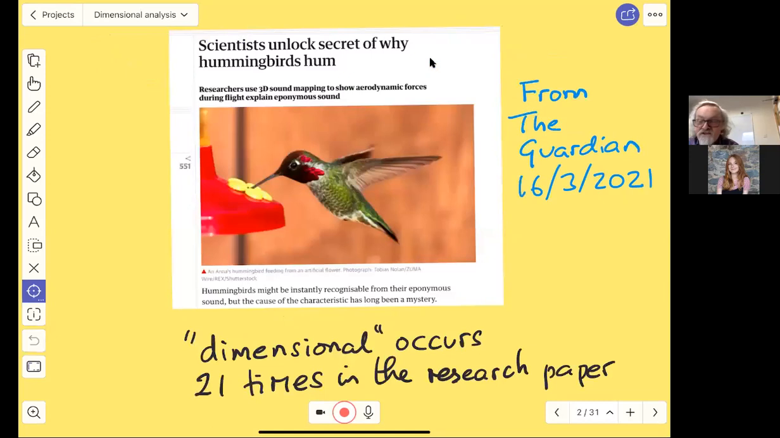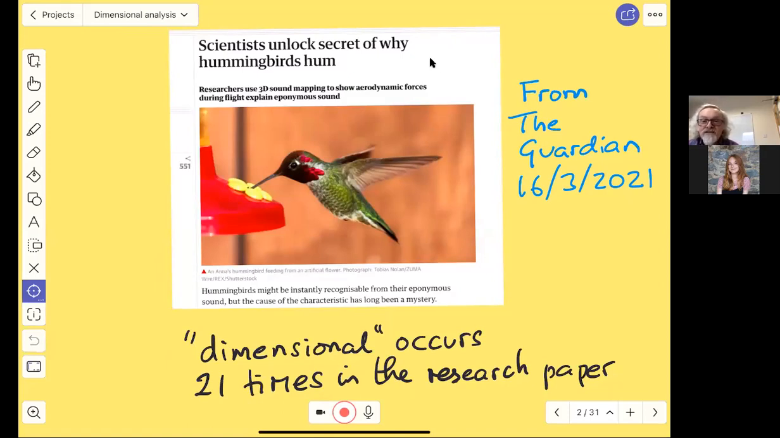In a way, this talk is fulfilling an ambition of mine. I think it's the first time I've ever given a talk with a hummingbird in it. And this was in The Guardian the other day. I think it was Tuesday of this week. And it was talking about scientists who've understood how it is that hummingbirds, when they beat their wings, make a humming noise, in contrast to, say, mosquitoes, who, when they beat their wings, make a whining noise.